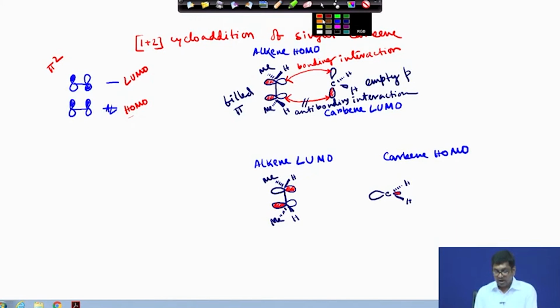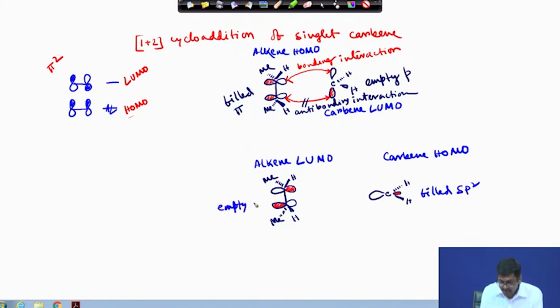Now, let us check. This is the filled sp2 and this is the empty pi star orbital. So, here this filled sp2 orbital is acting for the carbene as the highest occupied molecular orbital, and in the case of the alkene the lowest unoccupied molecular orbital is this empty pi star. Fine. Let us check whether their bonding works; if you see this one, this is nicely giving the bonding interaction.